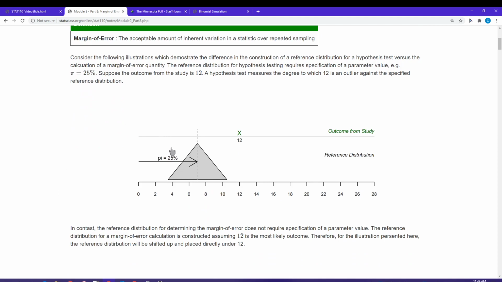Here I have the parameter value set to 25%, which means the reference distribution is pushed up the number line 25% of the way. The study outcome here is 12, and we usually identify that up above the reference distribution. This is the setup of a reference distribution when we are doing a statistical hypothesis test.